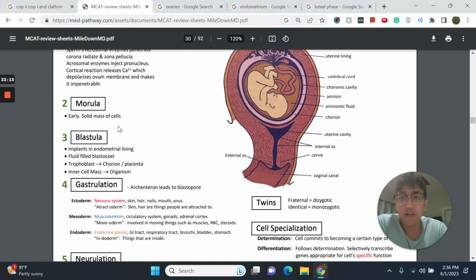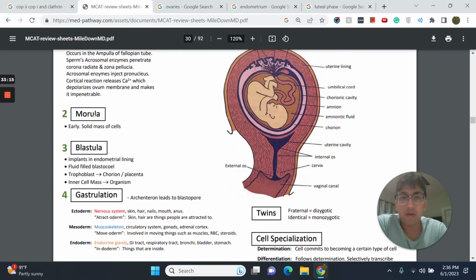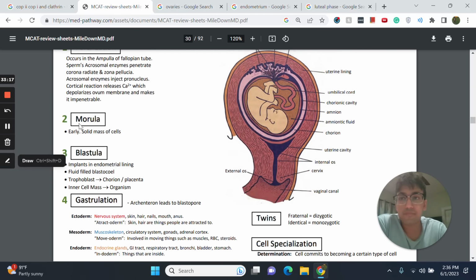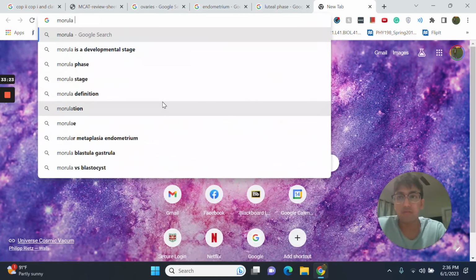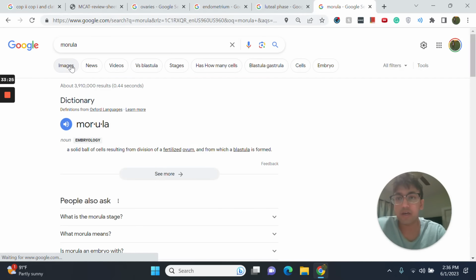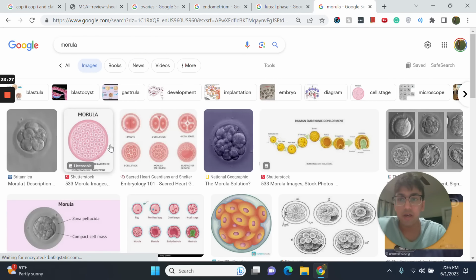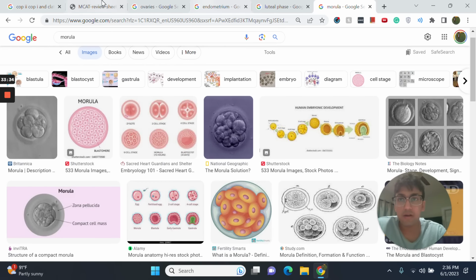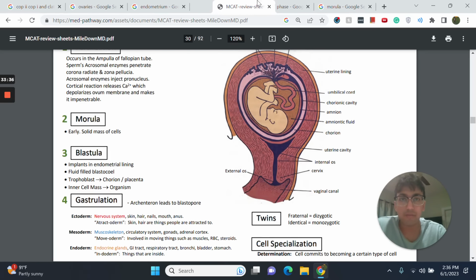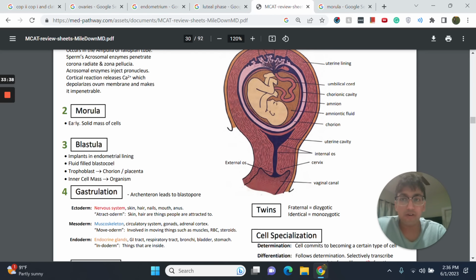The next thing is the morula. So we start with a single cell, which is the embryo, and we want the morula. The morula is a solid ball of cells, just a couple of cells, and it's very, very early on.